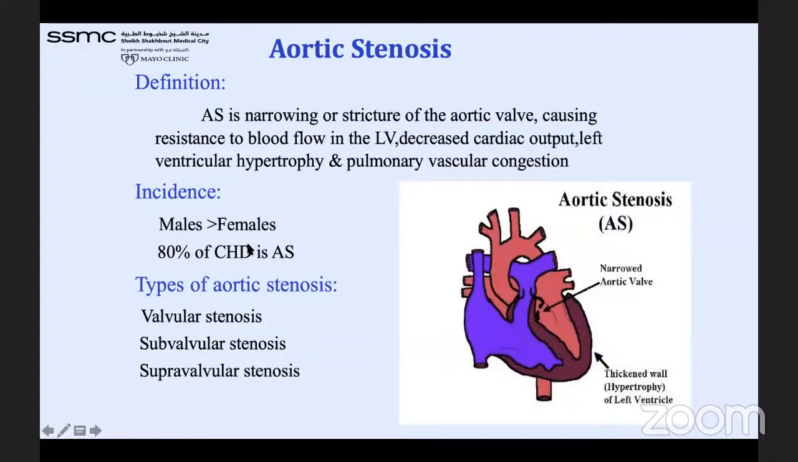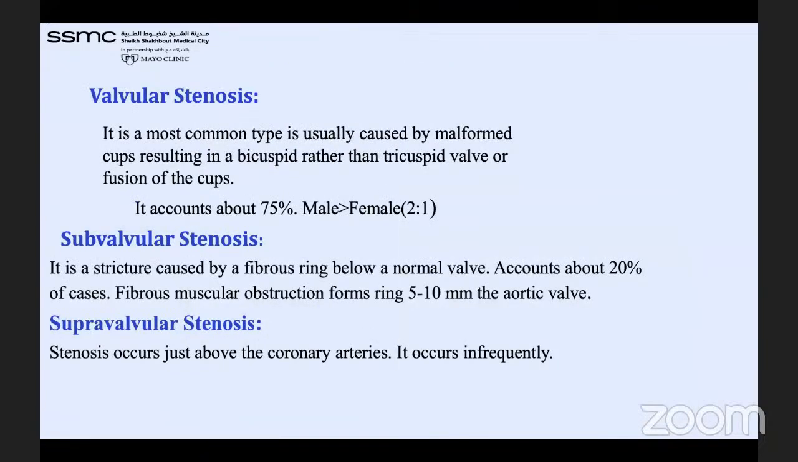Males are more affected than females. 80% of the CHD is aortic stenosis. There are three types of stenosis: valvular, subvalvular, and supravalvular. The valvular is the most common. When the valve is affected, it is a bicuspid rather than tricuspid valve, or a fusion of the cusps. Subvalvular stenosis is below the valve. I will show you in a diagram, and supravalvular stenosis is above the valve.